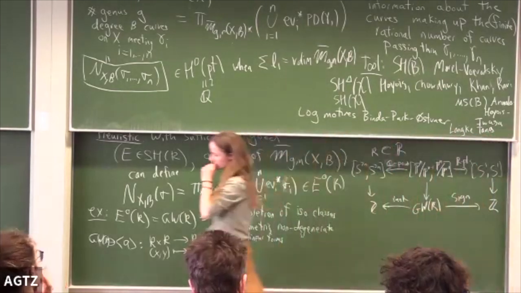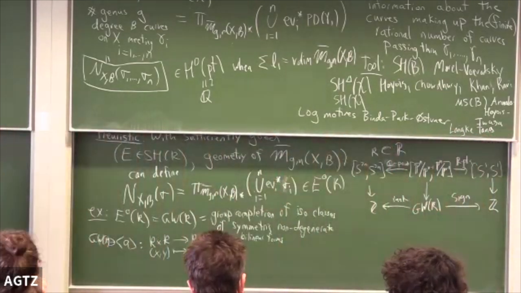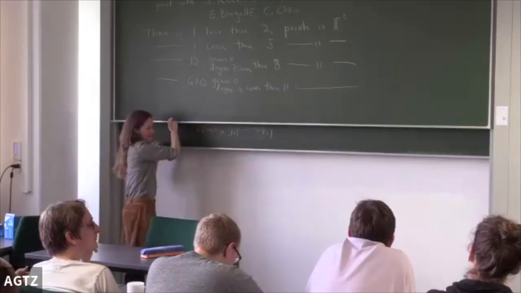Okay. Let me define, so while we're talking about GW(K), I'd like to define some binomial coefficients we talked about yesterday.